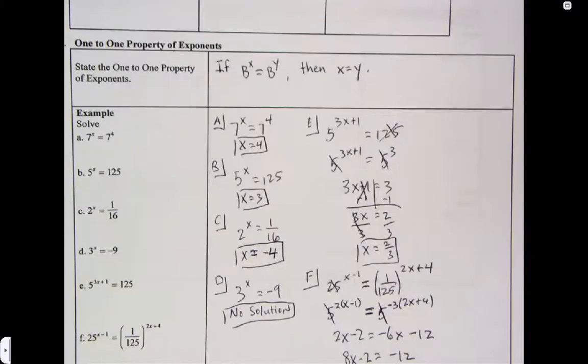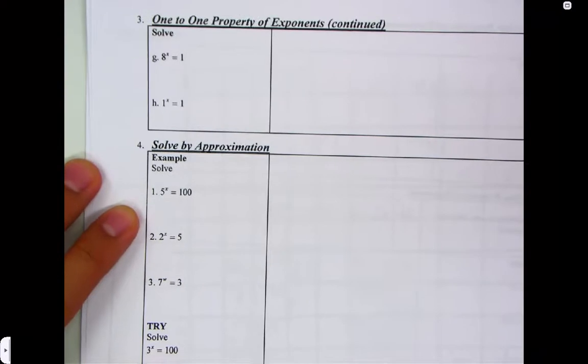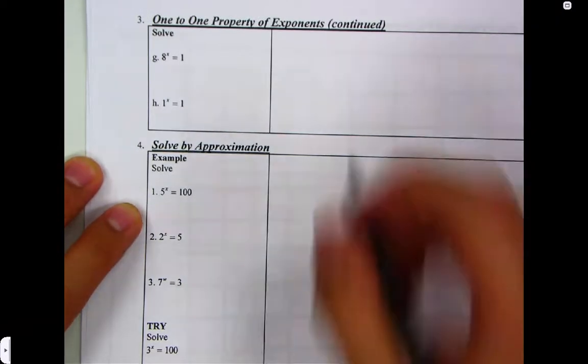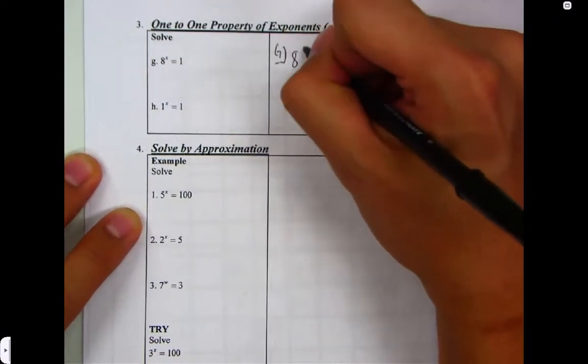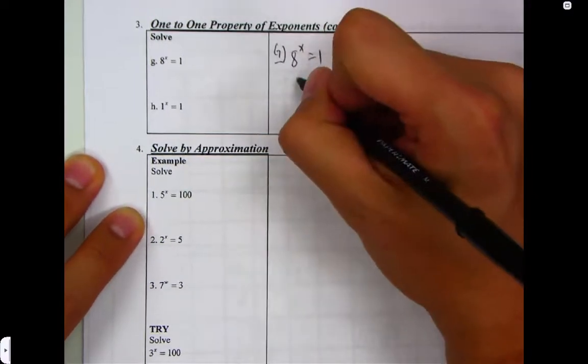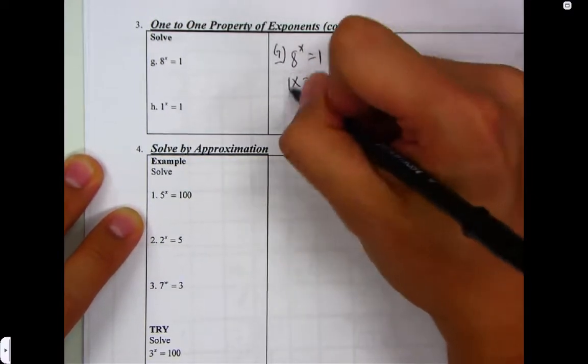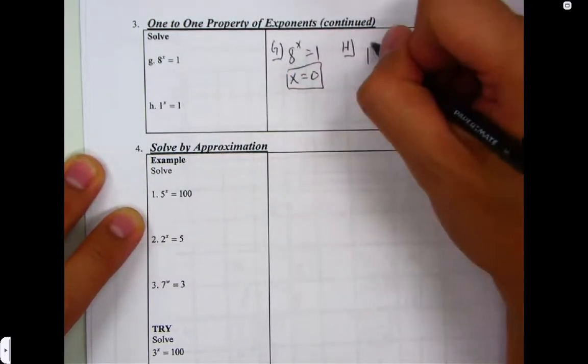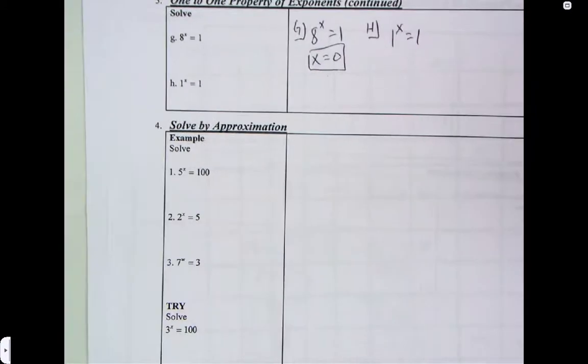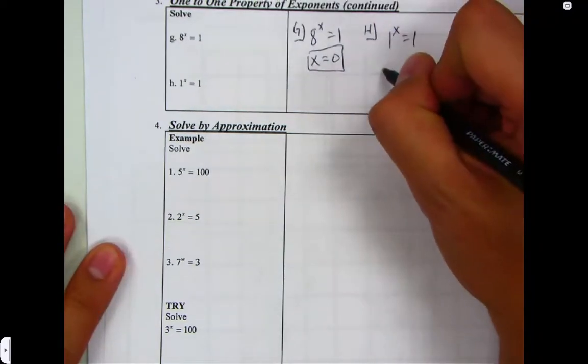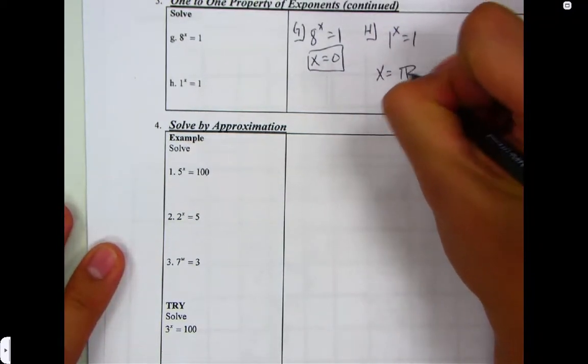Next page right here. One-to-one properties of exponents continued. Letter G. 8 to the what will give you 1? 8 to the 0, so x has to equal 0. H. 1 to the x gives you 1. Well, 1 to the 0 gives you 1. 1 squared gives you 1. 1 to the negative 2 gives you 1. So I think everything works. So x equals all real numbers.